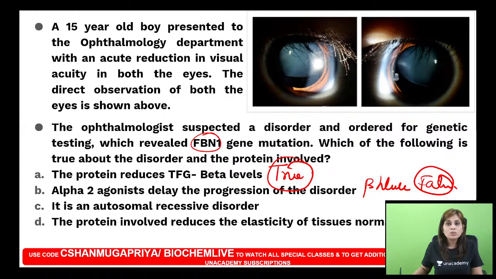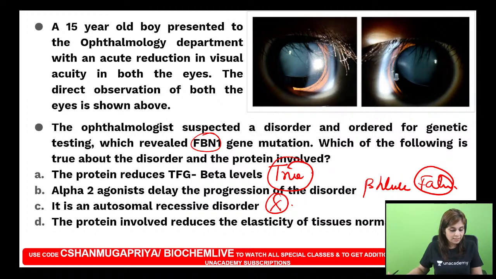Is it an autosomal recessive disorder? No, it is an autosomal dominant disorder. The protein involved reduces the elasticity of tissues normally. False. Why is there restricted joint mobility in homocystinuria? It is because it intercalates with collagen fibers, and it restricts the mobility.